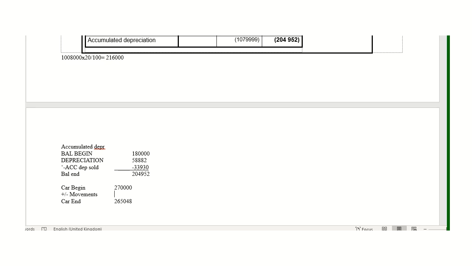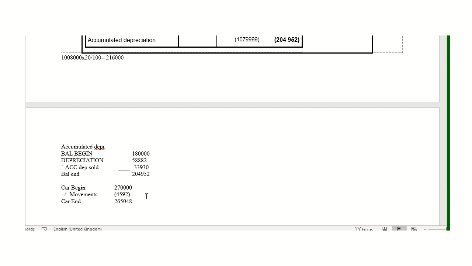So the movements will then be the difference between these two. I said this one equals that plus or minus something. So I'm going to start by using the balance at the end and then do the opposite. So it's 265,048 minus 270,000, and that then gives me a minus of 4,952. Minus, put a line in there.